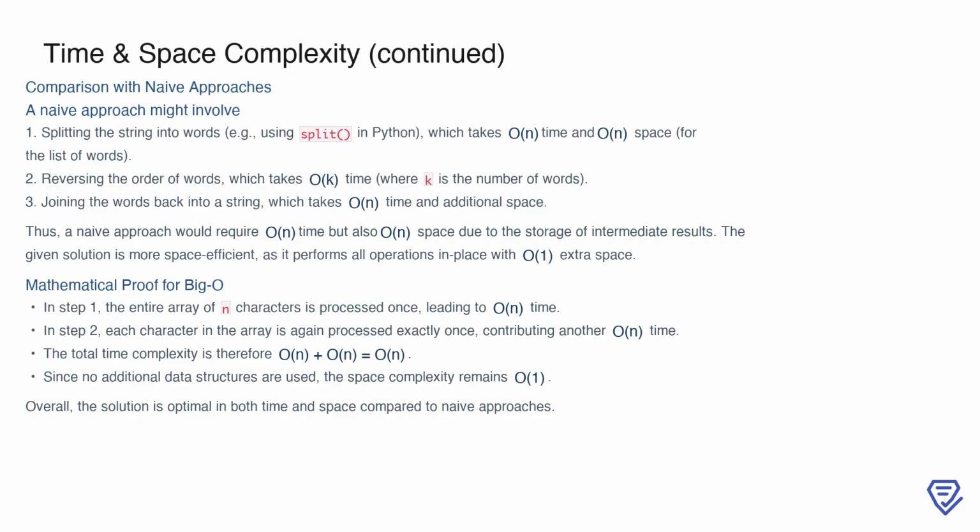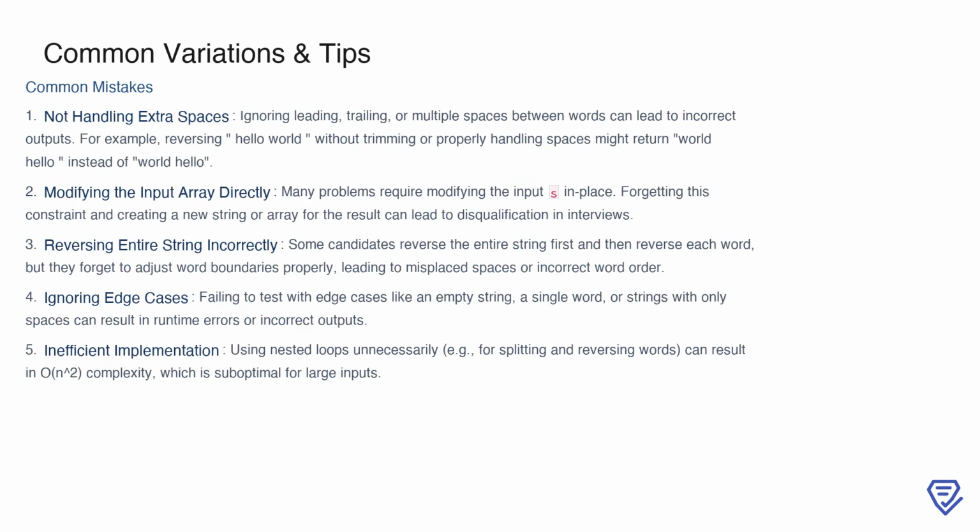This makes the solution not only time efficient but also space optimal when compared to naive methods. When working on this problem, there are several common pitfalls to be aware of. First, not handling extra spaces correctly is a frequent mistake. For instance, if the input string has leading, trailing, or multiple spaces between words and you don't account for these, your output might include unexpected spaces. For example, reversing "hello world" without trimming could result in extra spaces instead of a clean "world hello".